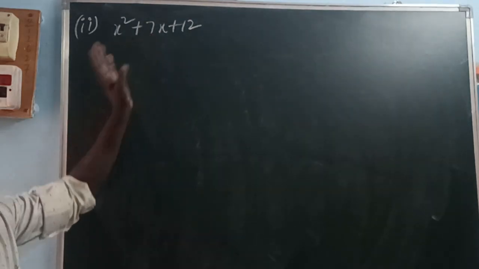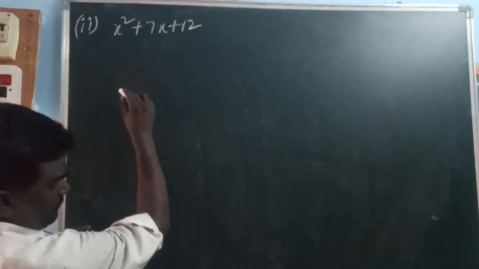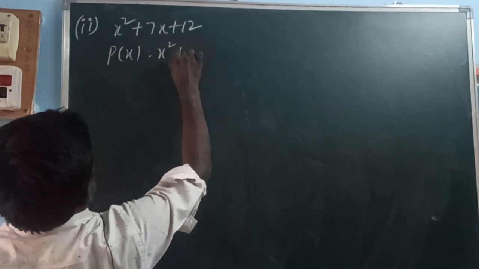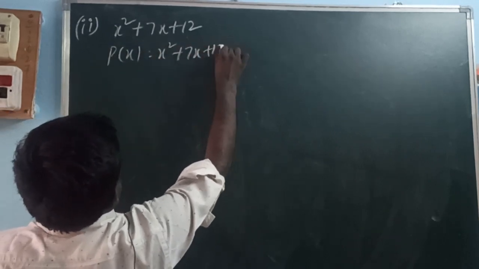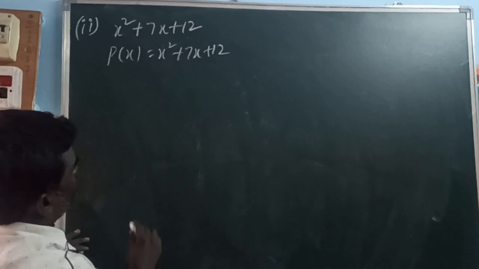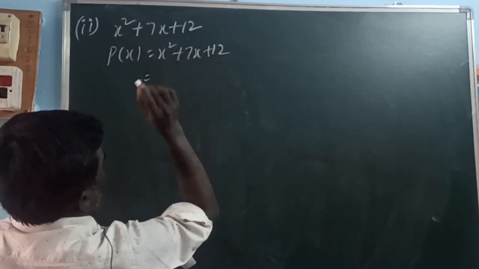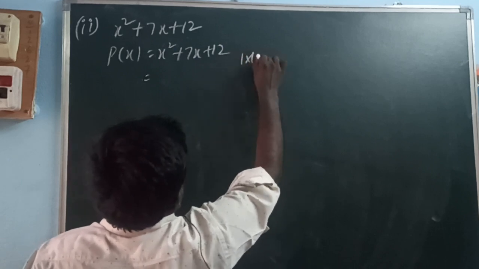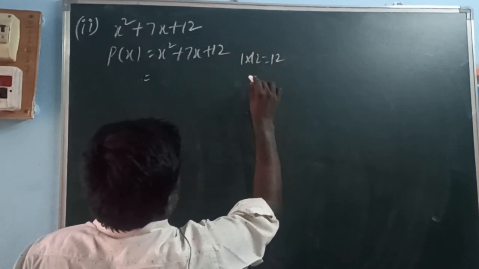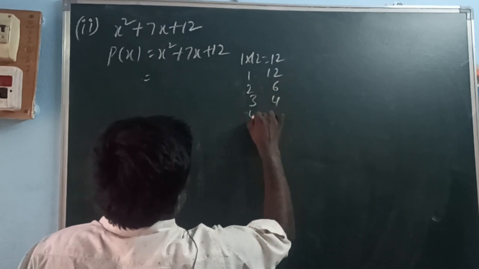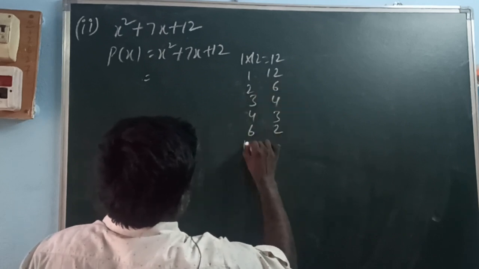Next, x square plus 7x plus 12. So here p of x is equal to x square plus 7x plus 12. First find the factors of this polynomial. So here x coefficient is 7, constant is 12, 1 into 12, 12. So what are the factors of 12? 1 12 ja, 2 6 ja, 3 4 ja, 4 3 ja, 6 2 ja, 12 1 ja.